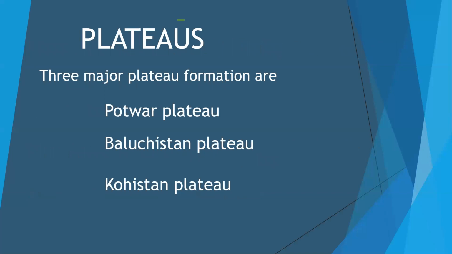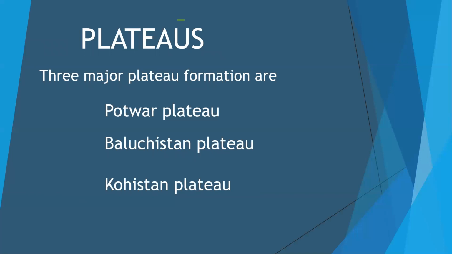Now, the next topic which we will discuss is the plateaus. Three major plateau formations are in your book: the Potwar Plateau, Balochistan Plateau, and Kohistan Plateau. Forming the middle region in the physical landscape between lofty hills and low-lying plains, the plateaus mark the transition stages between the hills and plains, sporting varying levels of pastoral life, situated along the spurs of each mountain range.